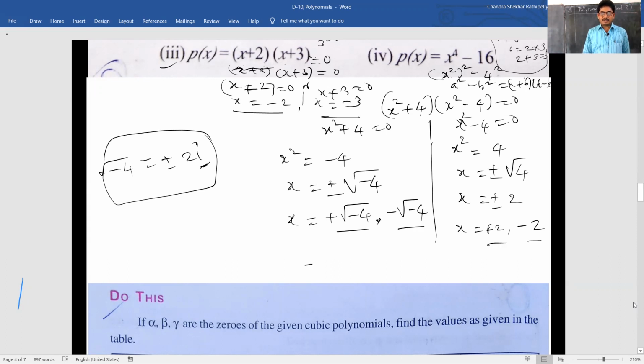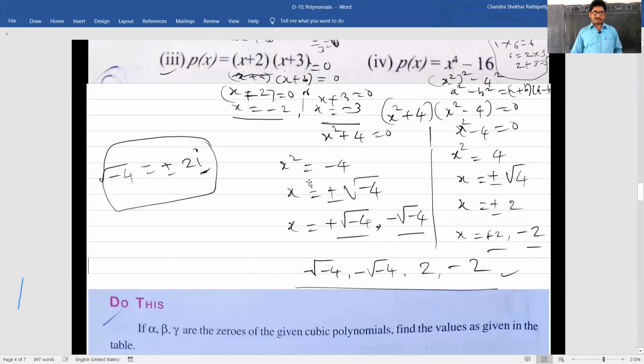What are the answers? Square root of minus 4, minus square root of minus 4, and 2, minus 2. These are the answers. Right, these are zeros of the polynomial. So we completed these problems.